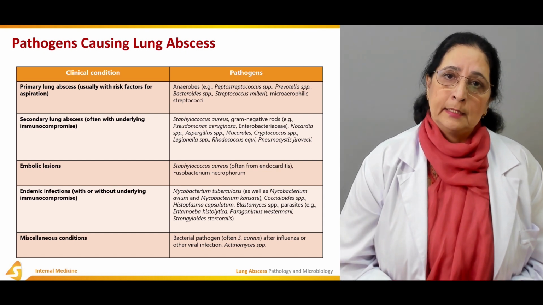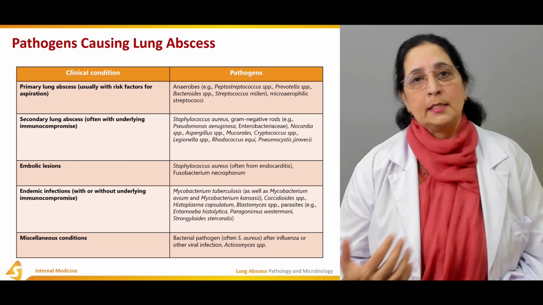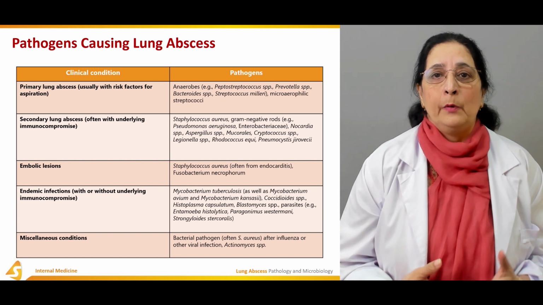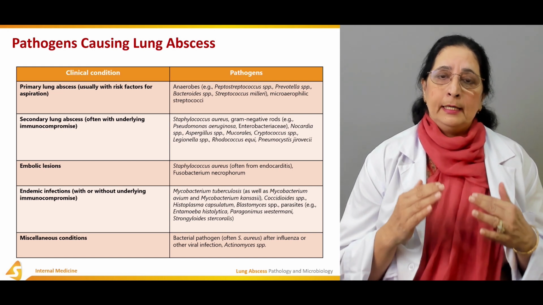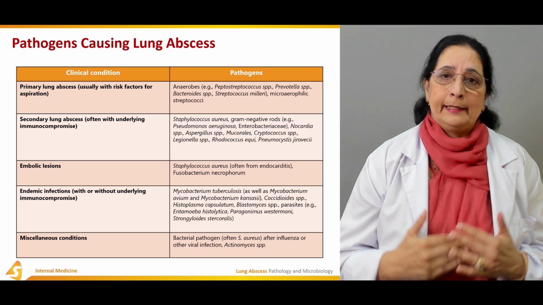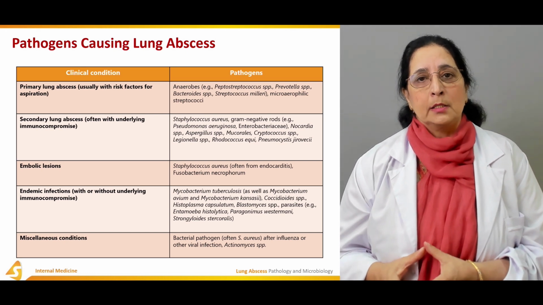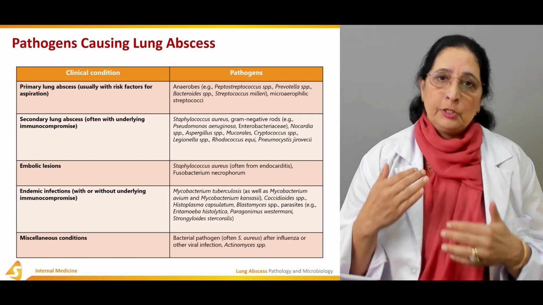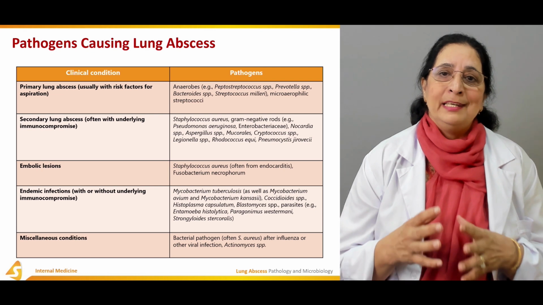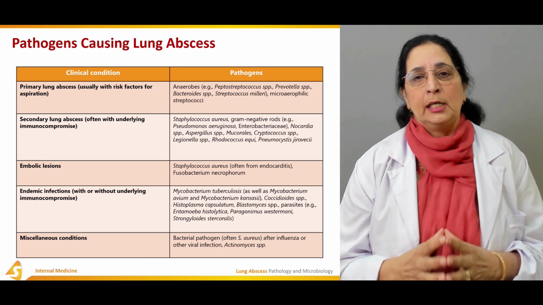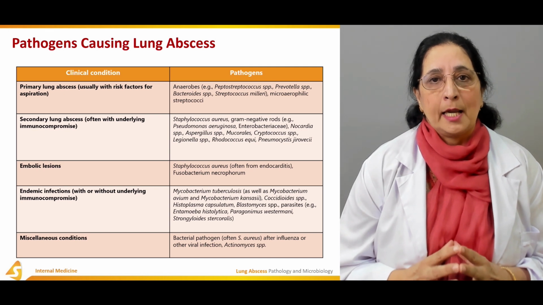Primary lung abscess has different pathogens, secondary has different ones. If it is due to emboli, the causes are different. So depending on the clinical condition, we try to rule out the causative agent. And again, so many different microorganisms are involved that we need to do the culture to find out the specific treatment against that infection.